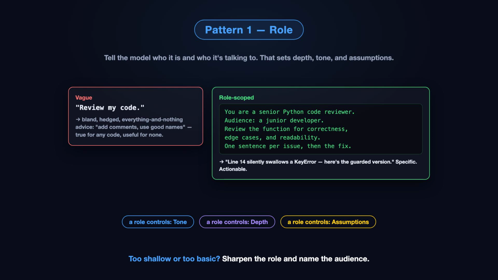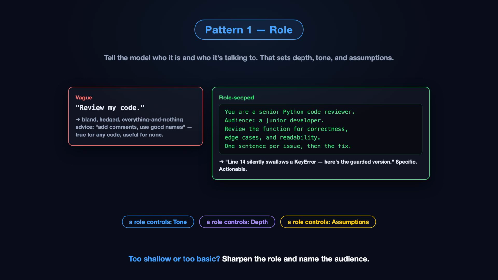The role, senior Python reviewer, sets the depth and the vocabulary. The audience, junior developer, sets the tone, so it explains instead of assuming you already know. And that last clause fixes the output format, one sentence per issue, plus the fix. The model now knows exactly what a good answer looks like, so it stops hedging and starts delivering.